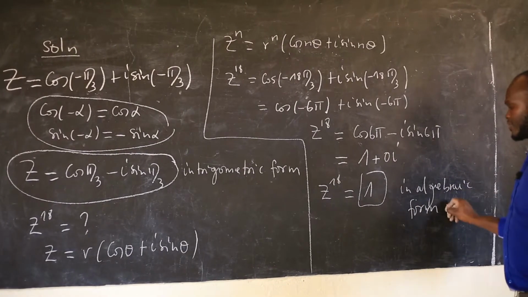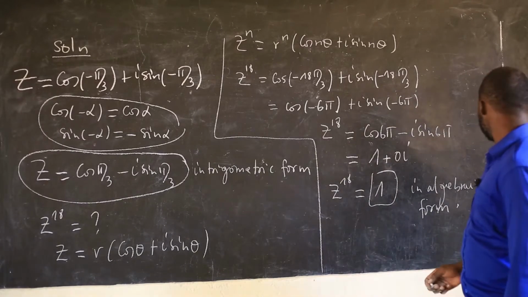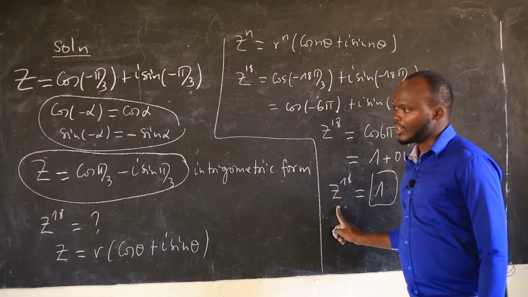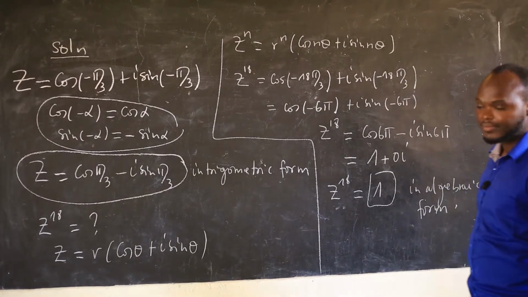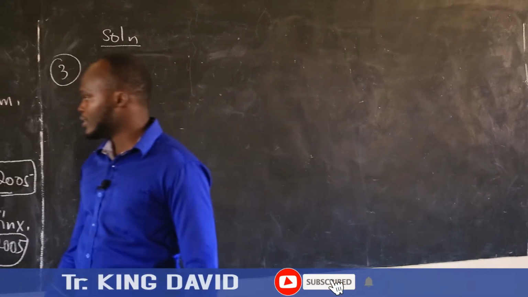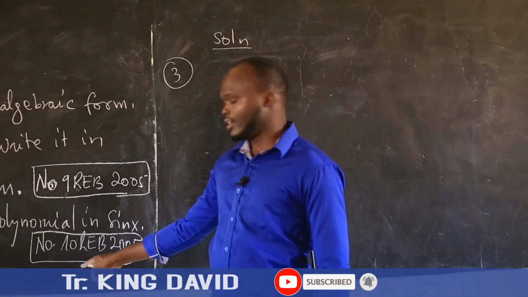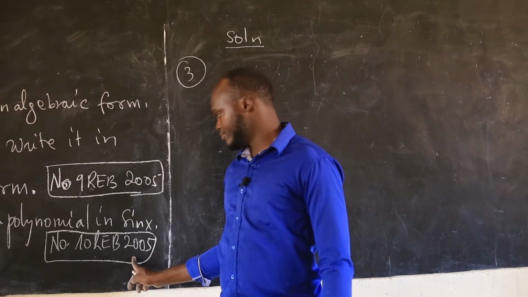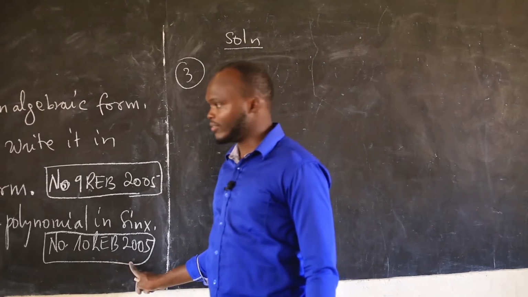So that's the answer for number 2. This is the final answer for number 2. So let us go to number 3. Number 3 is number 10 from REB 2005.